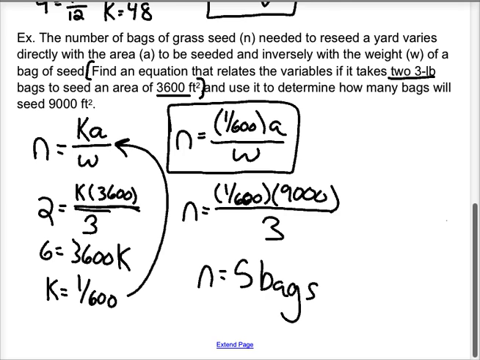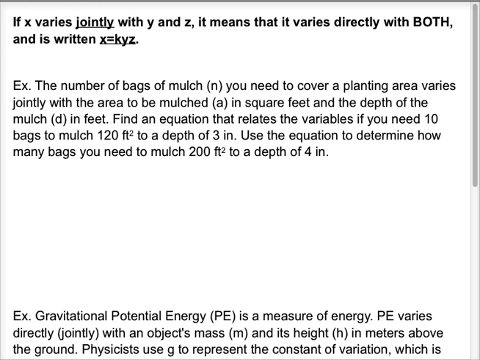All right, let's keep moving. So if x varies jointly with y and z, it means that it varies directly with both. It can be written as y equals kyz. So if you see that they vary jointly, all that means is that it varies directly with both things. So let's take a look at our next example.